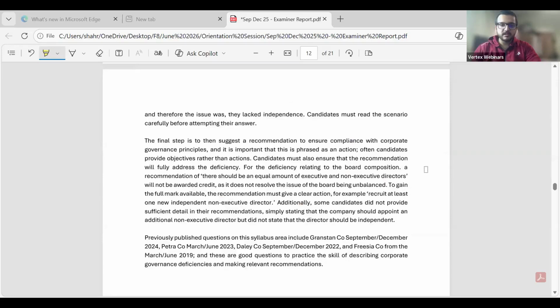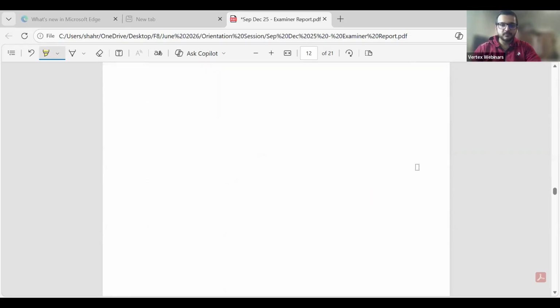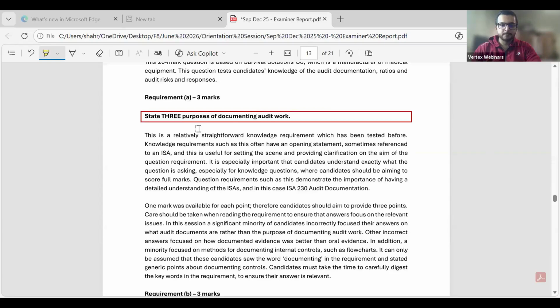Okay, then what else do we have here? That's a knowledge-based question: state the purpose of documenting audit work. See, it's just for 3 marks. This is a relatively straightforward knowledge requirement which has been tested before. You see, I told you that knowledge-based questions are repetitive. And the examiner is saying it himself, he's so honest. He's saying all you needed to do was attempt sufficient past exams, and you would have known that this question was previously examined in one of the attempts. Okay.